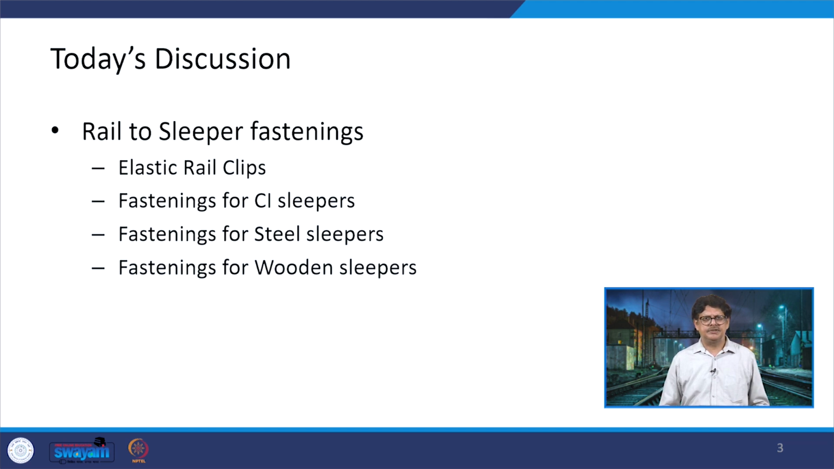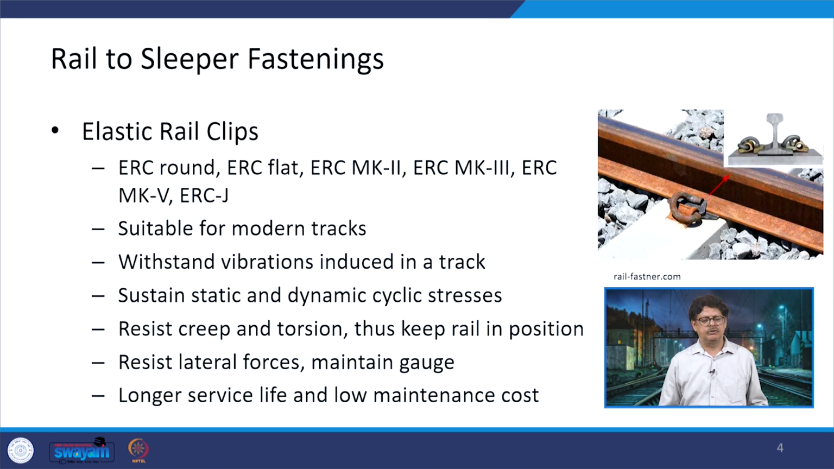In today's lecture we will be going ahead with a few of the elastic fastenings which can be used between the rails and the sleepers, defined as the elastic rail clips. After that we will talk about the fastenings specific to the different types of sleepers: the CI sleepers, the steel sleepers and the wooden sleepers. So let us start with the elastic clips.